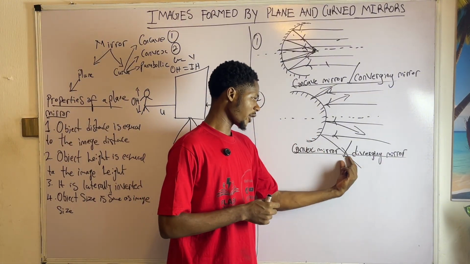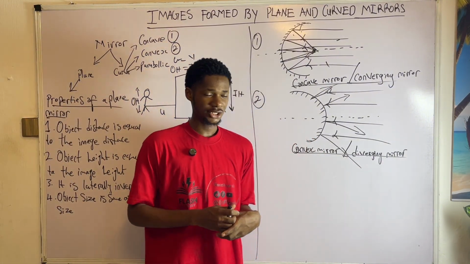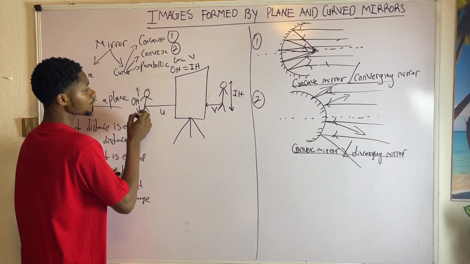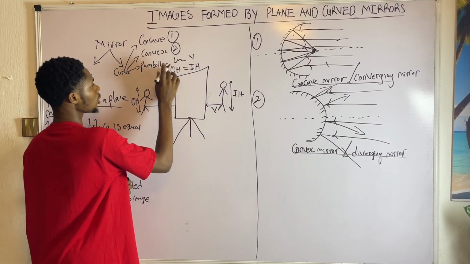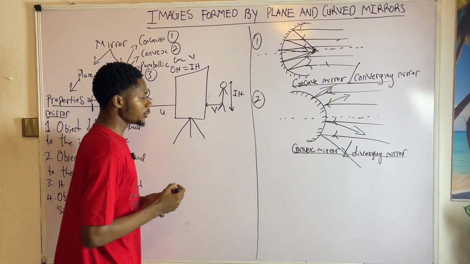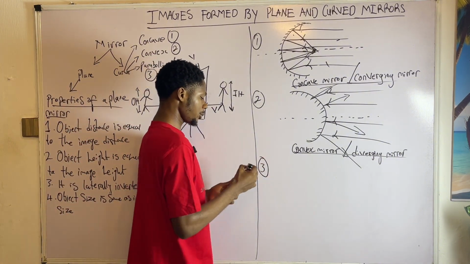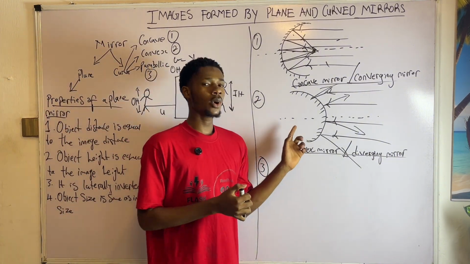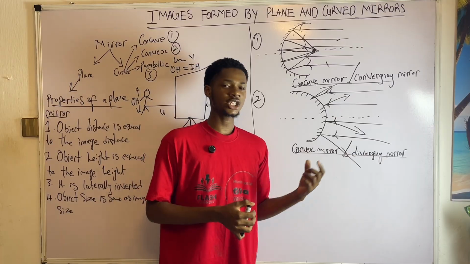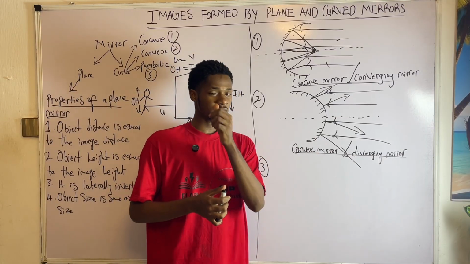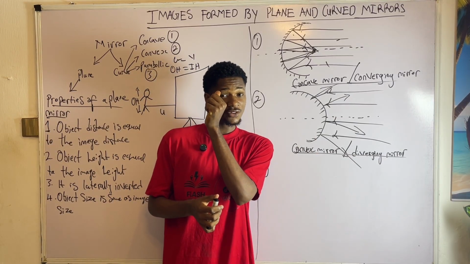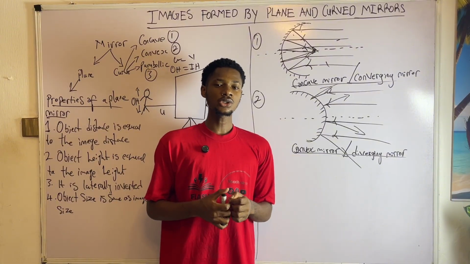Okay, so you're having the convex mirror, also known as the what now? The diverging mirror. Okay, we're now having a third mirror here, number 3, the parabolic mirror. So for number 3, the parabolic mirror, before I go to parabolic mirror, let me give you one use of the convex mirror. Okay, one use of the convex mirror is that it is used in driving mirrors.